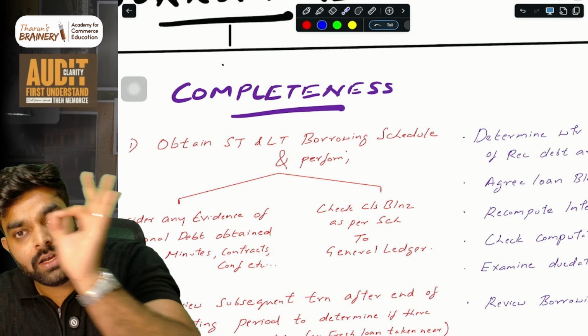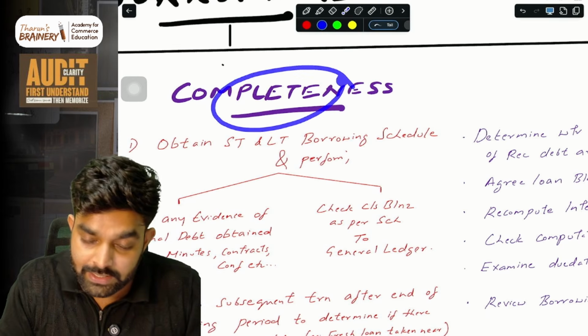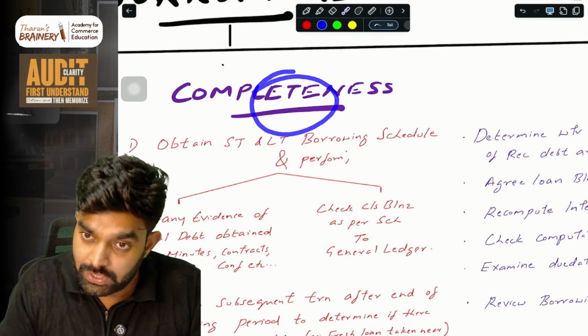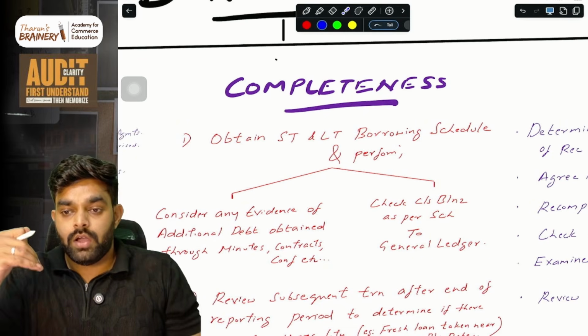Make sure that all loans are also there in the balance sheet. That is checking completeness. All the loans, whatever the company has taken, it is coming in the balance sheet. Not just loans, all the borrowings. So how will you check that?